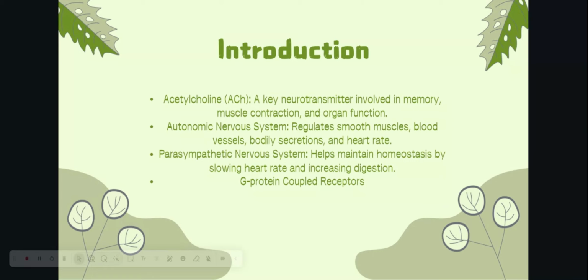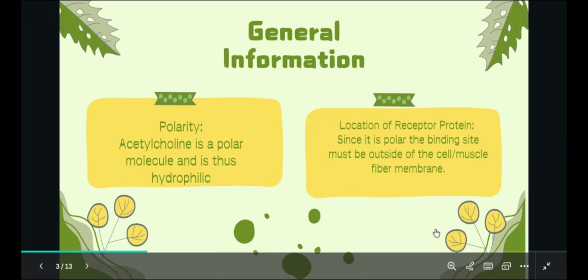Introduction. Acetylcholine is a key neurotransmitter involved in memory, muscle contraction, and organ function. Acetylcholine is also a part of the autonomic nervous system, which regulates smooth muscles, blood vessels, bodily secretions, and heart rate. Acetylcholine is also part of the parasympathetic nervous system, which helps maintain homeostasis by slowing heart rate and increasing digestion. The acetylcholine receptor is a G-coupled receptor.